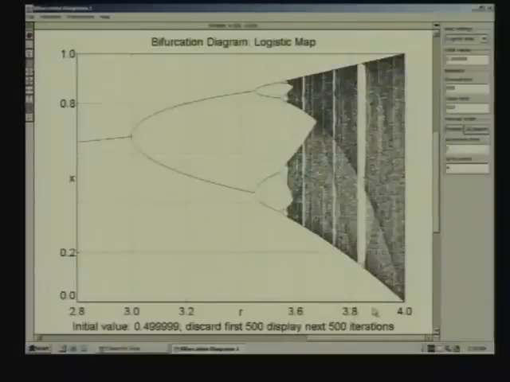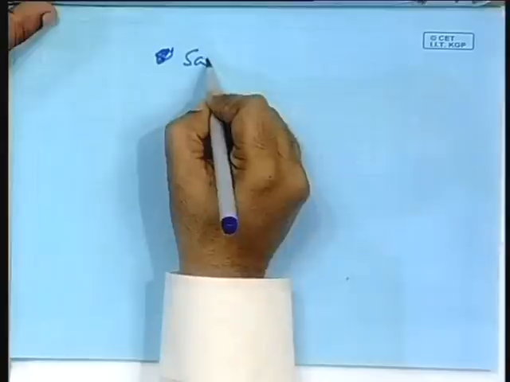The other thing that you need to know about this kind of structure that you have seen on the computer screen, the period doubling cascade, we have noticed that there are such periodic windows. That means, a period 3 orbit comes into existence here, a period 5 orbit comes into existence here, and so on and so forth. Now, there is an extremely interesting theorem by Sharkovsky. It is called Sharkovsky theorem.